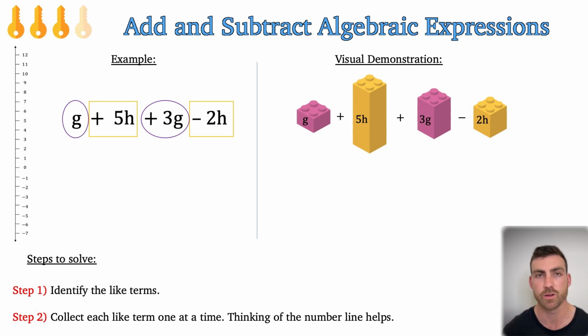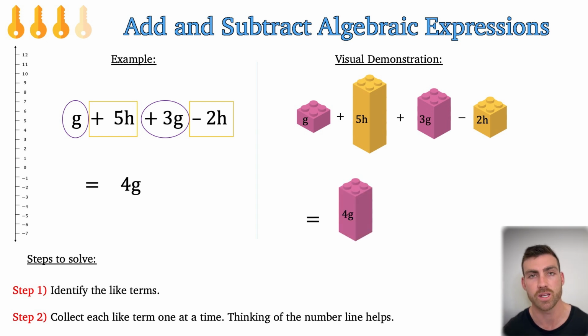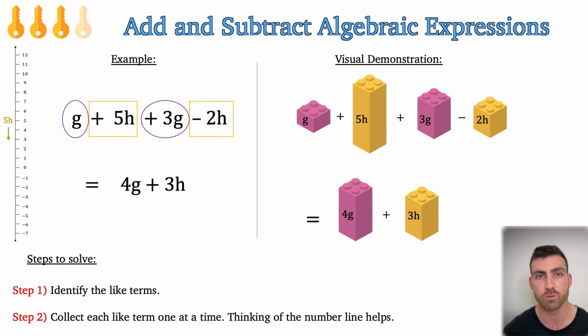Let's collect the G's first. The first term tells you where you start on the number line, so 1G. Then we're asked to add 3 groups of G. And 1 group of G plus 3 groups of G is 4 groups of G, or 4G. Now collecting the H's. We start at 5H on the number line, then we subtract 2 groups of H. And 5 groups minus 2 groups equals 3 groups of H, or 3H.